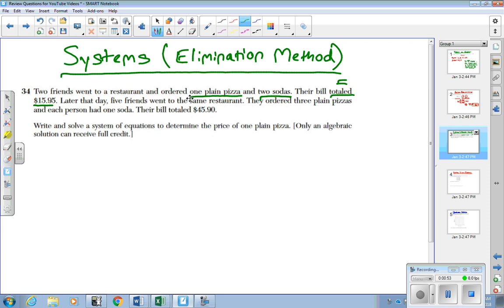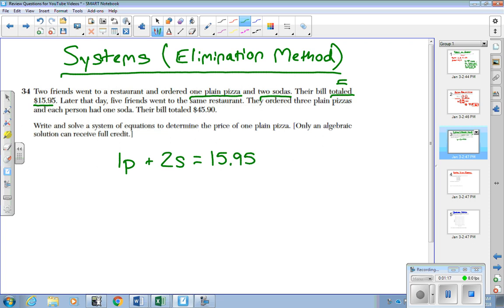So the first sentence talks about two friends. They ordered one pizza. So I'm going to use P for pizza, and two sodas. And they got a total, so it equaled altogether a total of $15.95.